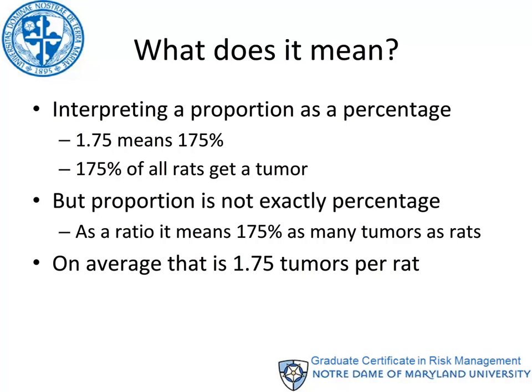It's easy to get confused about what this number means. Most people like to interpret a proportion as a percentage. 1.75 means 175%. But to say that 175% of all rats get a tumor is a nonsensical thing. So remember, a proportion is not exactly a percentage. As a ratio, it means there are 175% as many tumors as rats, and on average that means that rats would have 1.75 tumors for every rat exposed to a 1 milligram dose of benzopyrene.